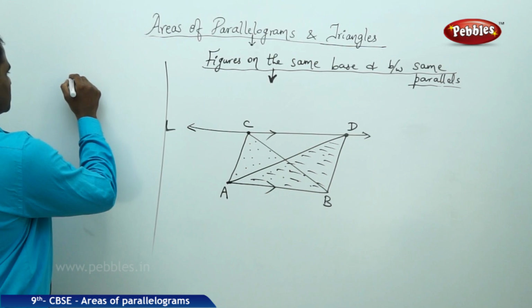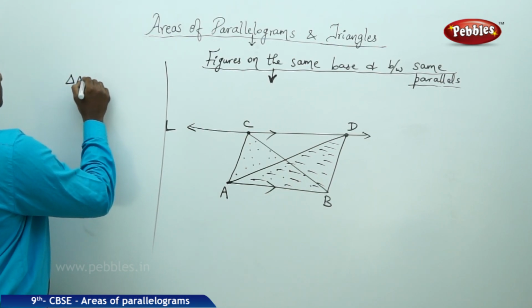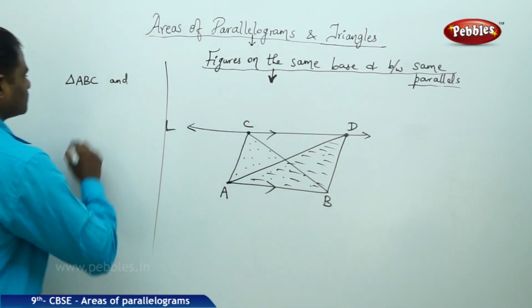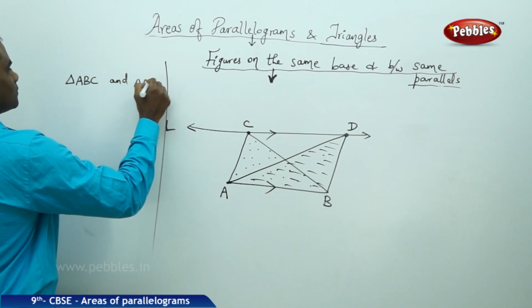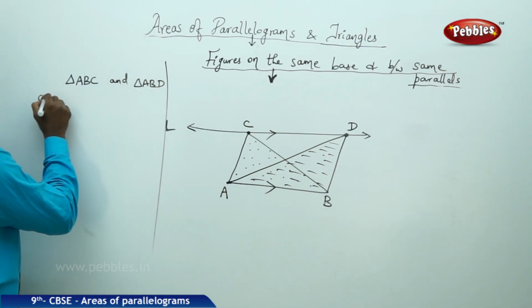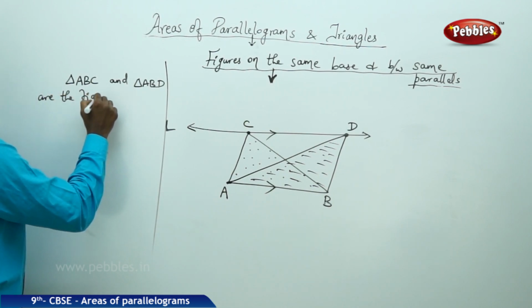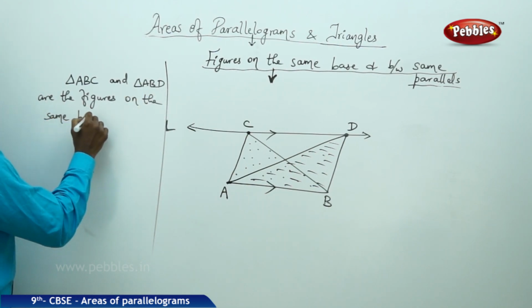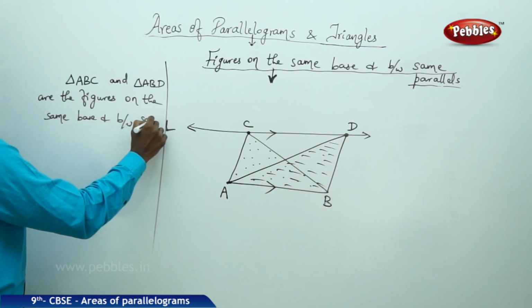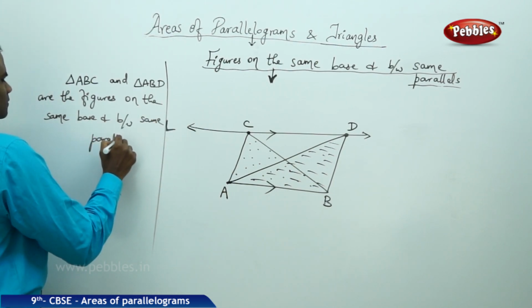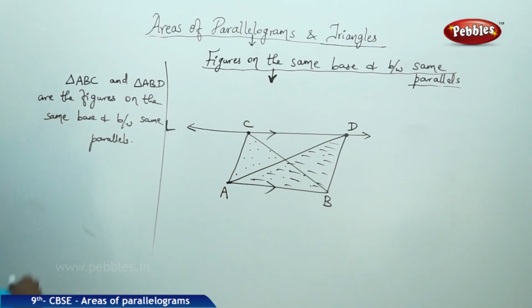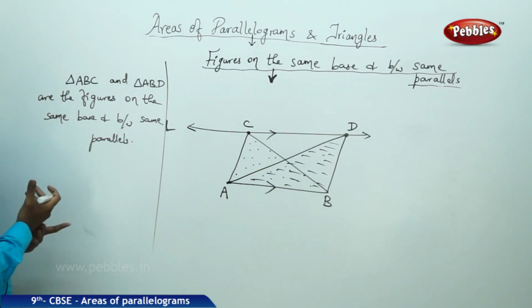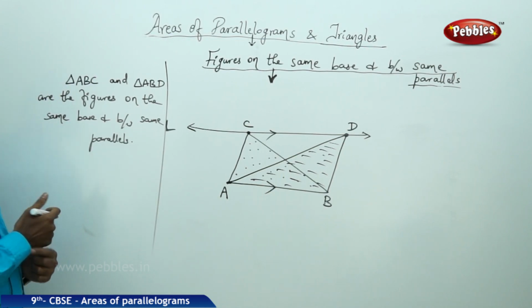So in this case, triangle ABC and triangle ABD are the figures on the same base and between same parallels. So triangle ABC and ABD are said to be the two figures or the two triangles on the same base and between same parallels.